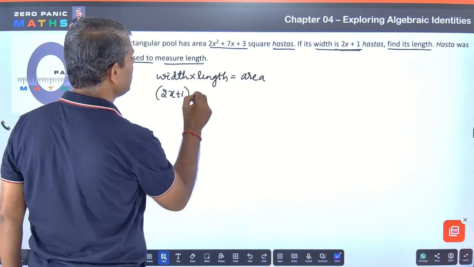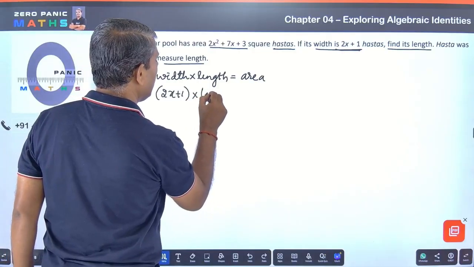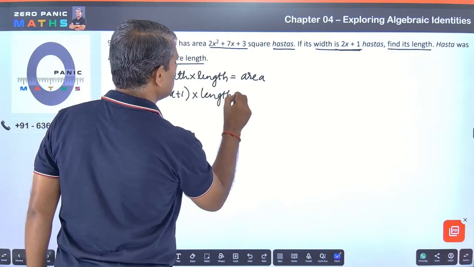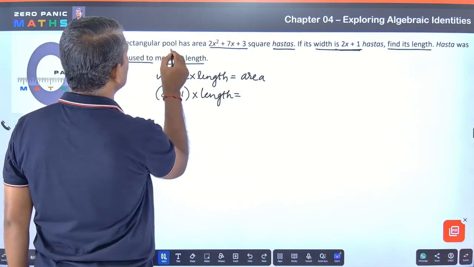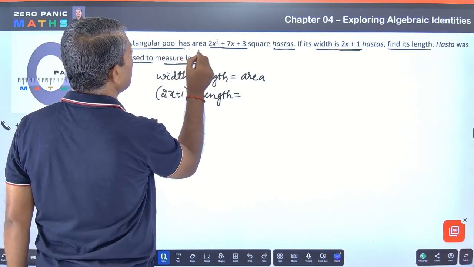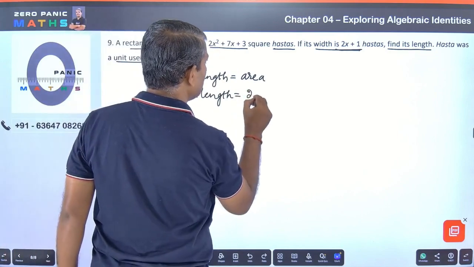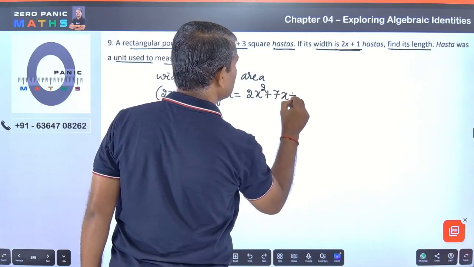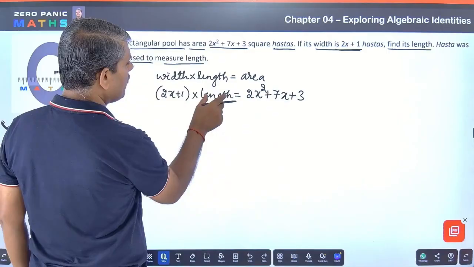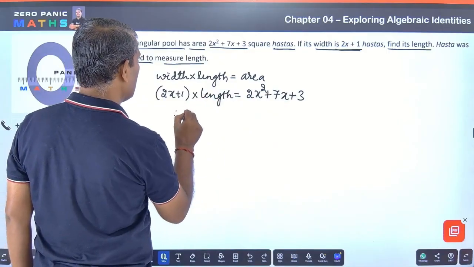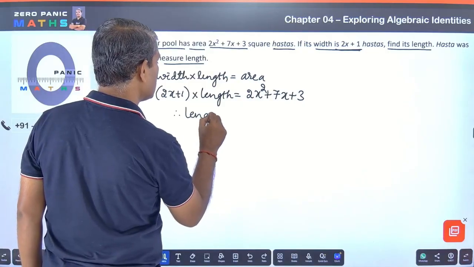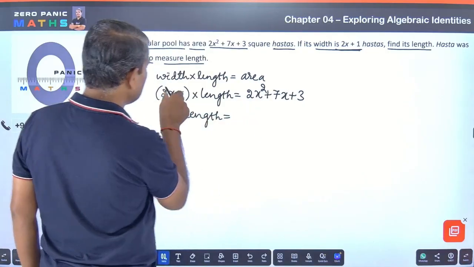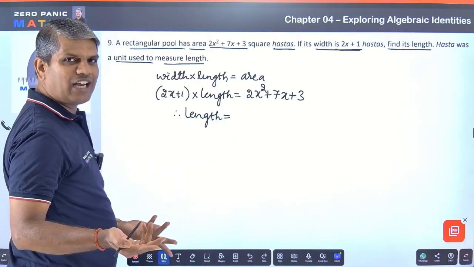Okay, let us substitute that, and keep length to be found. And what is area? Area is also given. You see that the rectangular pool has the area, what is that? 2x square plus 7x plus 3. Now we want length, right? So therefore, what is length then? Length is equal to this area divided by this. We can do that finally, right?